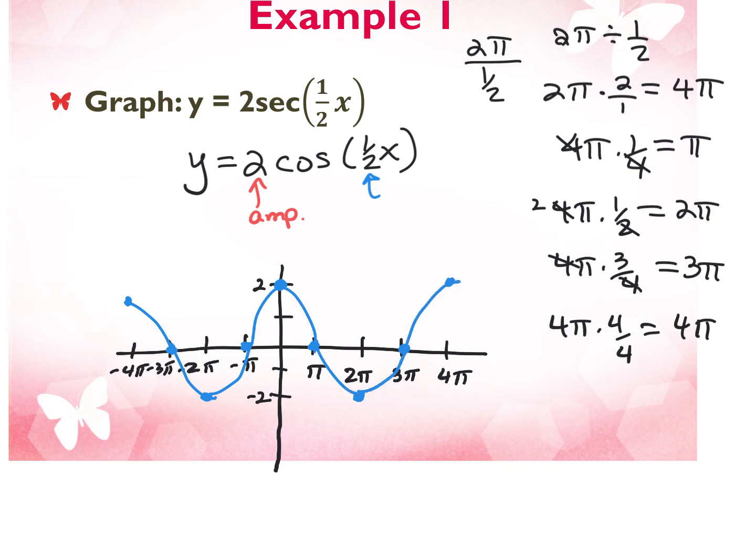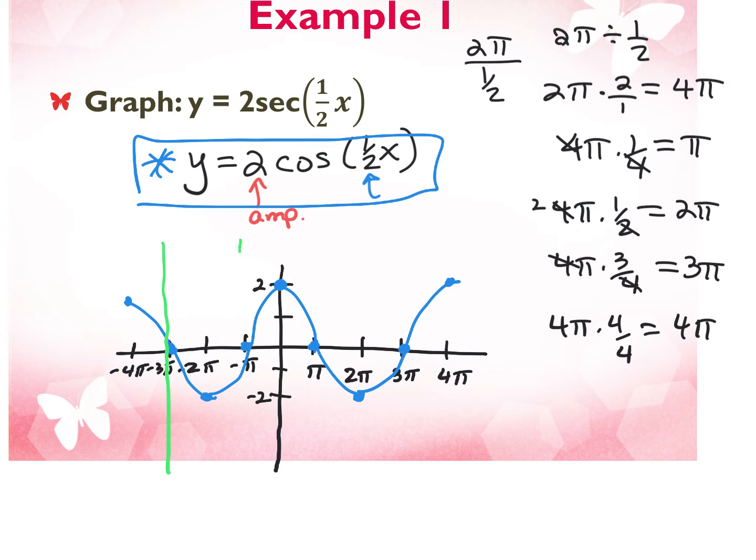So this is what you did in the homework last night. This is just the graph of the cosine. Now to graph secant, every place that my blue graph touches the x-axis, I'm going to draw in green asymptotes. So I have an asymptote here at negative 3 pi. I've got one here at negative pi, one at positive pi, and one at positive 3 pi.